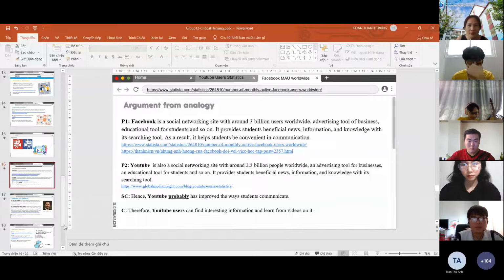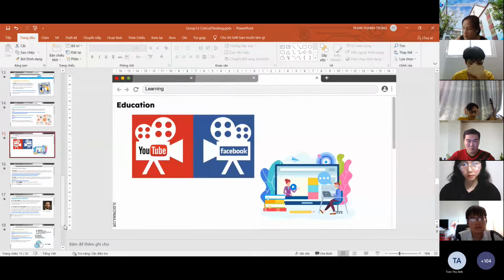This is the chance for you to get bonus by commenting to your friends. So Tuan made a comment on the analogy, and also inductive. Anyone else? Okay. If no, then my turn.